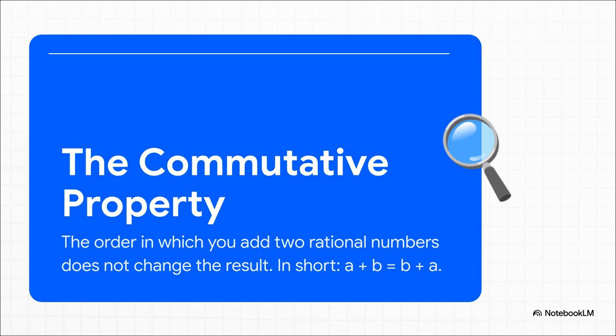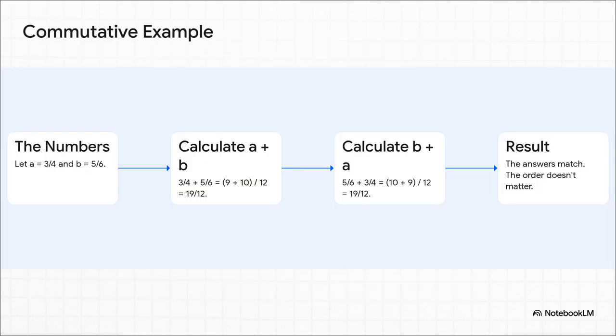Next up is the commutative property. You know, this next one is probably something you already feel is true. It just says that when you're adding, the order doesn't matter one bit. It's kind of like your commute to work, right? Going from home to work is the same distance as going from work back home. So you see, whether we add 3/4 to 5/6 or we flip it and add 5/6 to 3/4, it makes no difference. We get the exact same answer, 19/12. The order can be swapped and the math doesn't even blink.